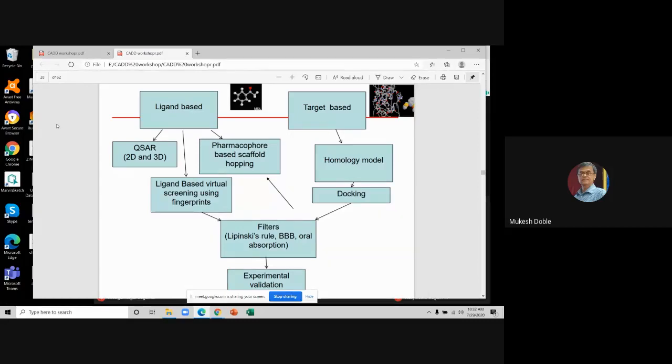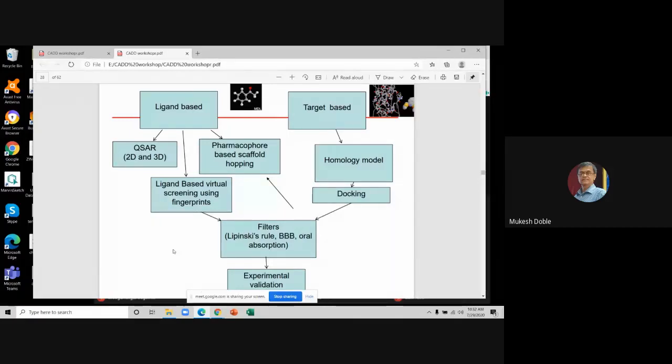Yesterday we looked at ligand-based design. Ligand means drug, small molecule, unlike the target-based design, where it's the protein or target enzyme or whatever is a macromolecule. So yesterday we talked about ligand-based design. There we talked about the pharmacophore-based approach.